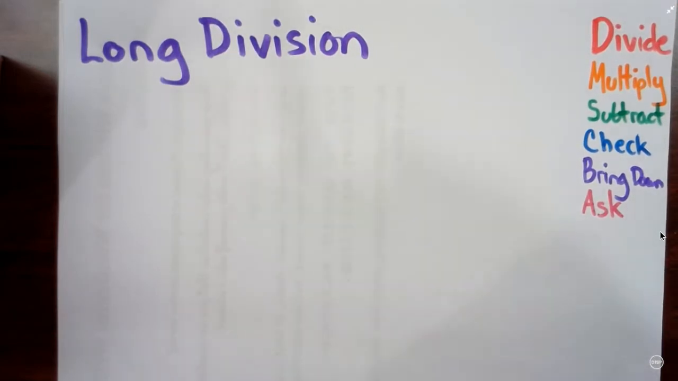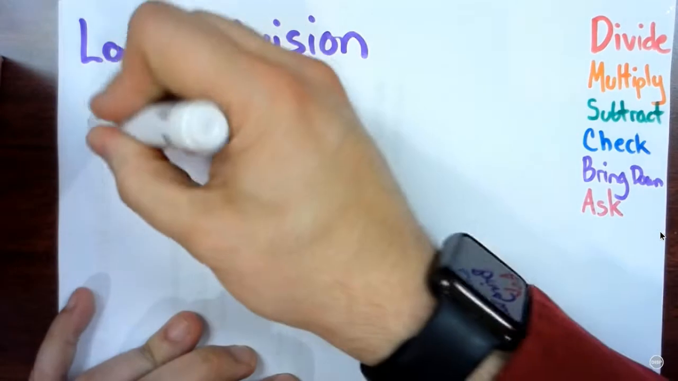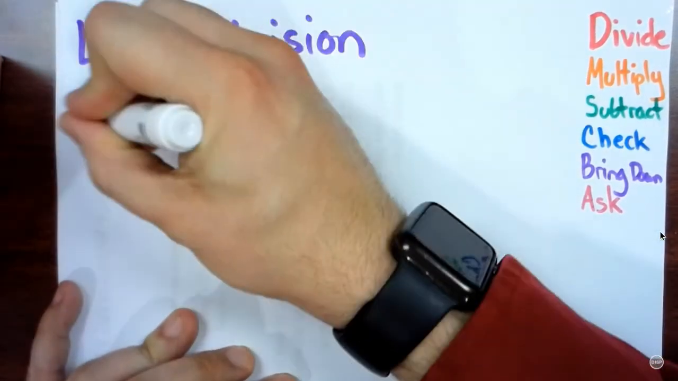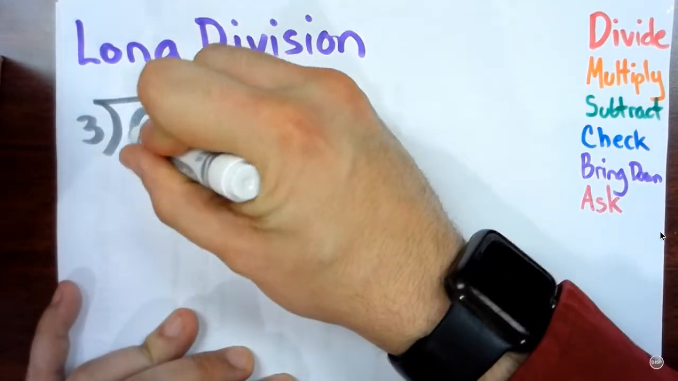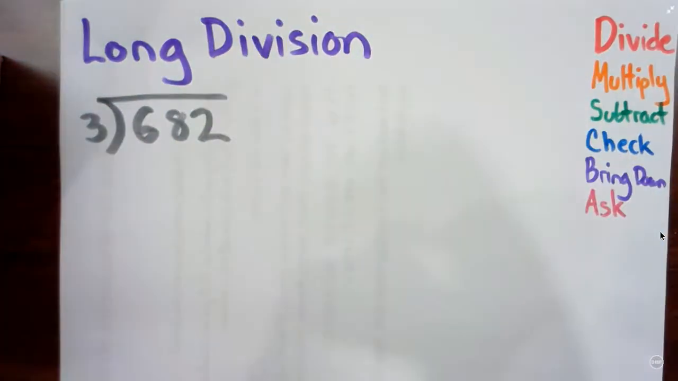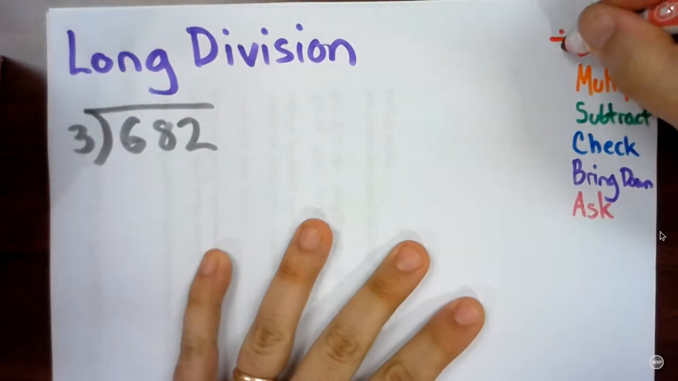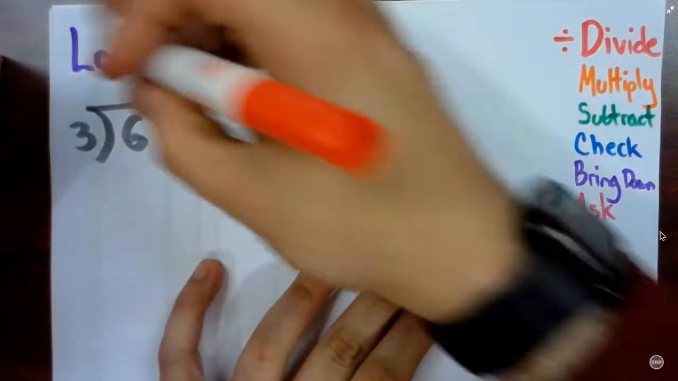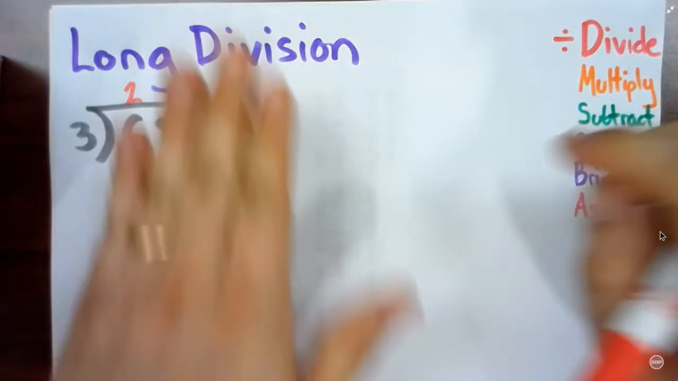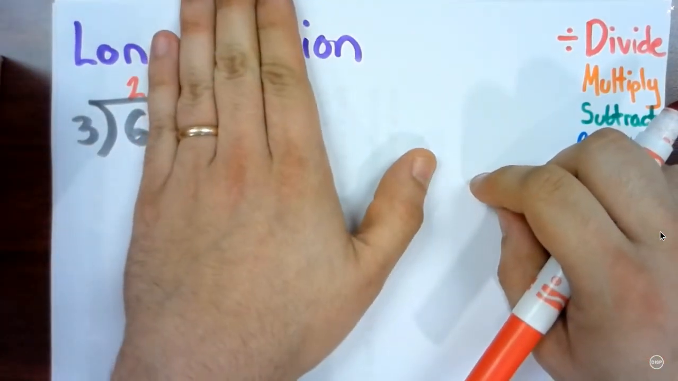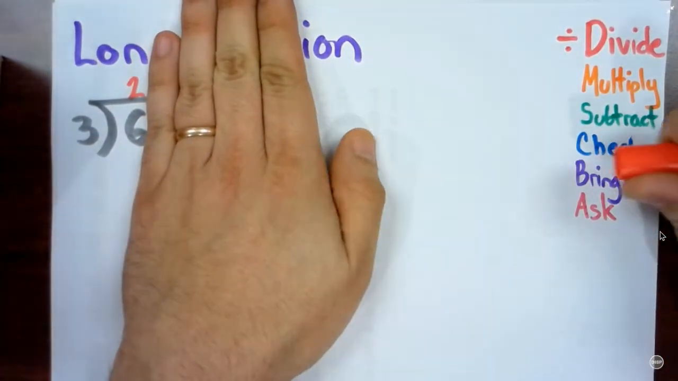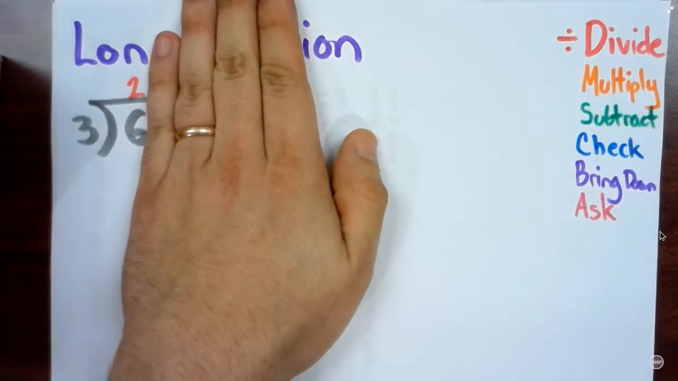I'm going to pull up the same problem that we used earlier. We did 3 into 682. So let's take a look at how we can use these steps right here in order to solve this. The first step is always to divide. 3 goes into 6 2 times. We're only looking at this first place value. In fact, I could cover that up for the time being and just go through my problem. So I've already divided. Now my next step here is to multiply.